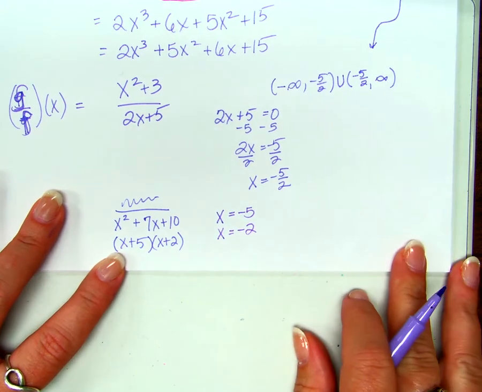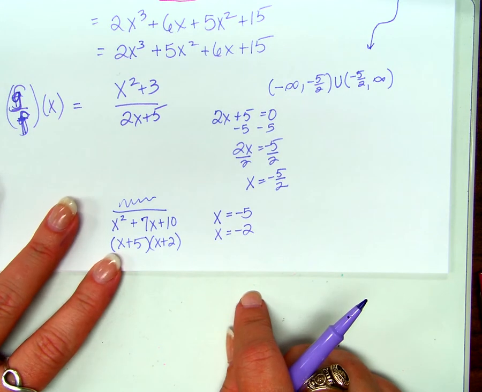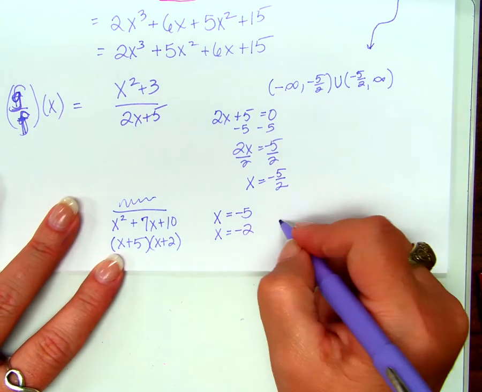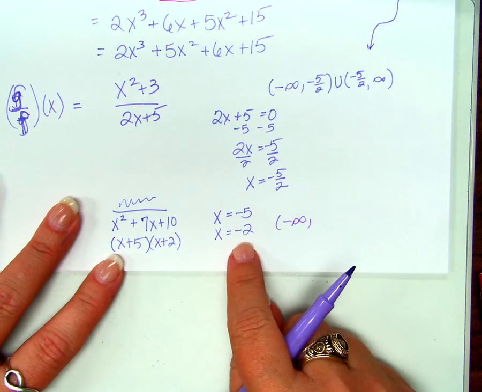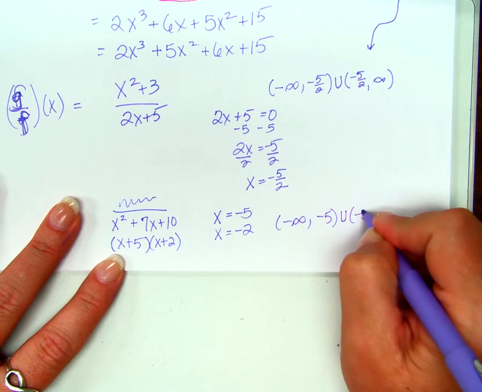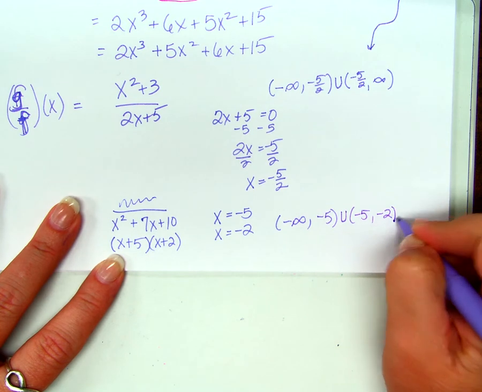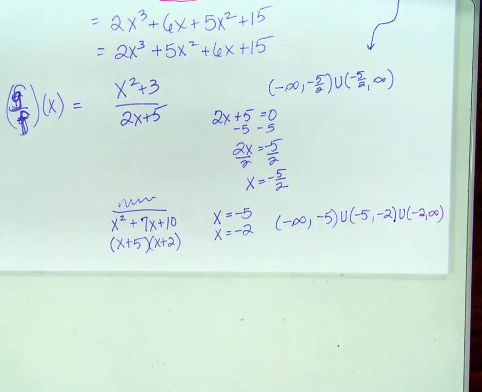Do you remember how to write the domain if there's two values that x is not allowed to be? Can I remind you? Negative infinity. Which one of these is lower? Negative 5. And then again from negative 5 to negative 2. And then again from negative 2 to infinity. Does that ring a bell? Good. You okay with that? Okay, so that is combinations of functions.